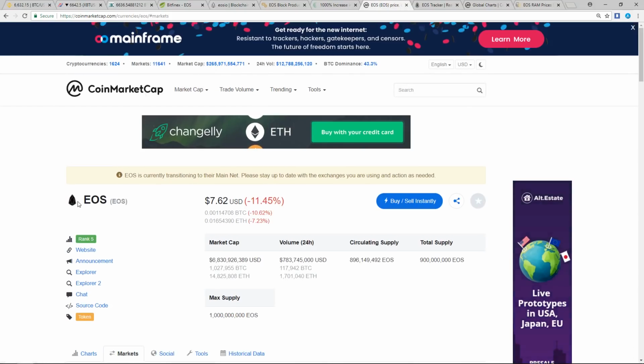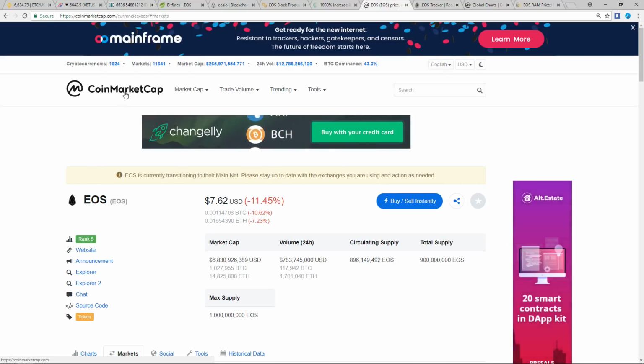So yeah, I still cannot believe this thing, but this is the reality. EOS is a very centralized cryptocurrency, and in my opinion, it's not going to be useful as a smart contract system at all.